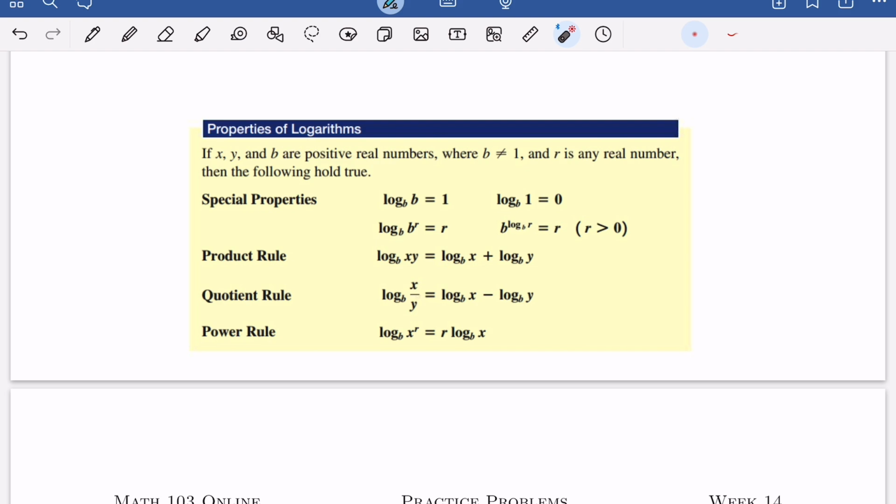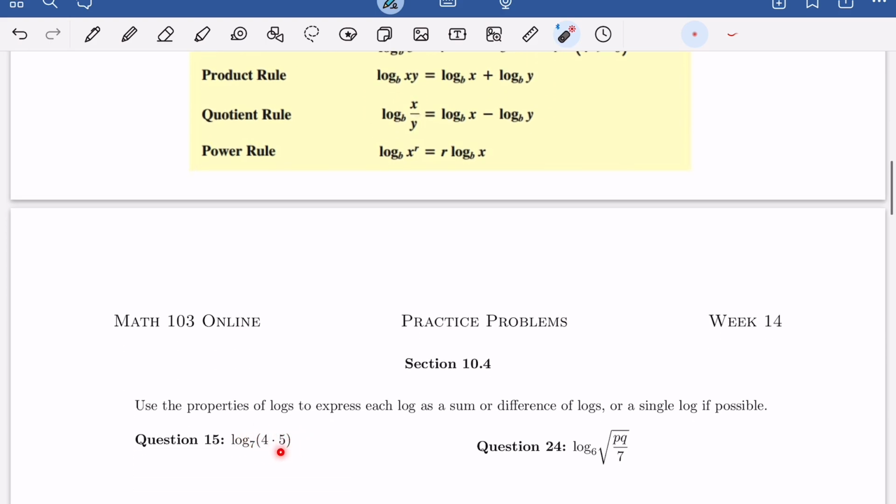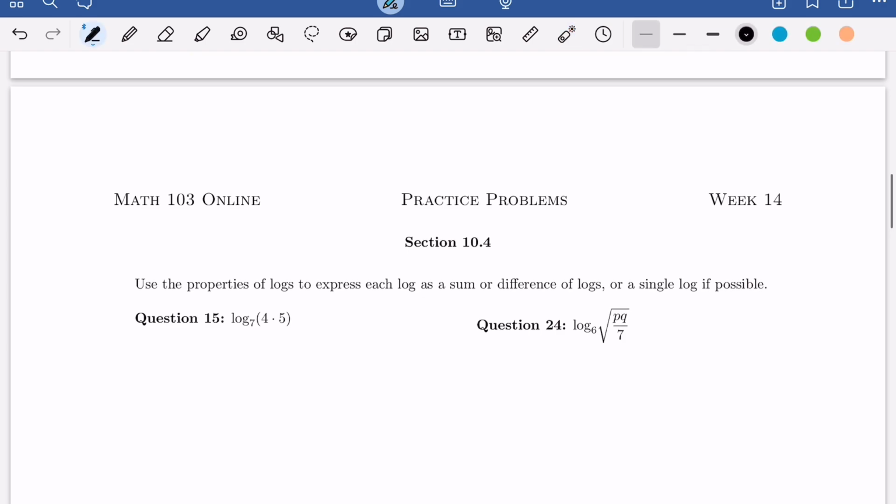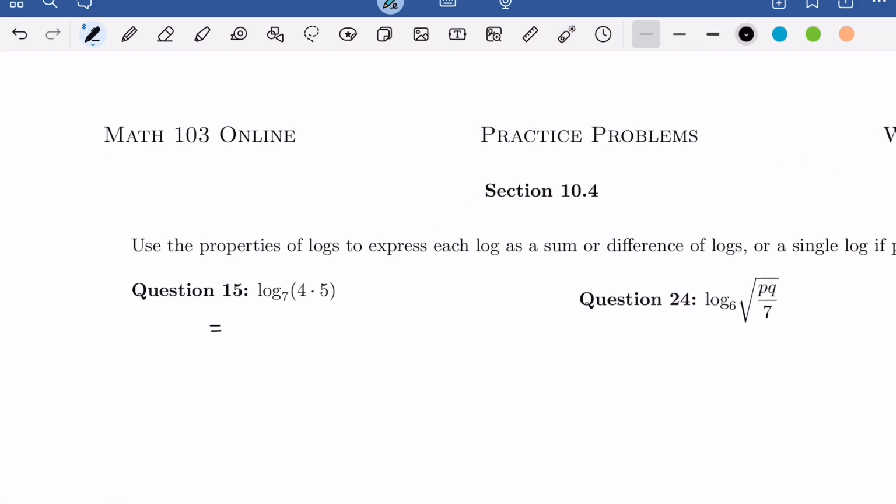Now for question 15, we're going to start with the product rule. That says this is true here. So for question 15, we can expand what's in our parentheses using the right-hand side of the equation for the product rule. This is going to be the same thing as log base 7 of 4 plus log base 7 of 5. This would be our final answer. We're just trying to write this as a sum or difference, or as a single log.